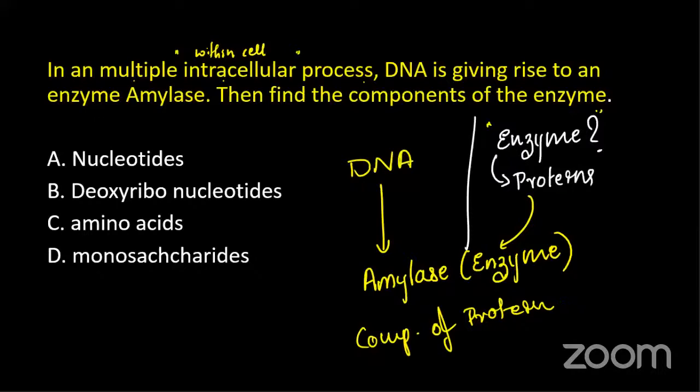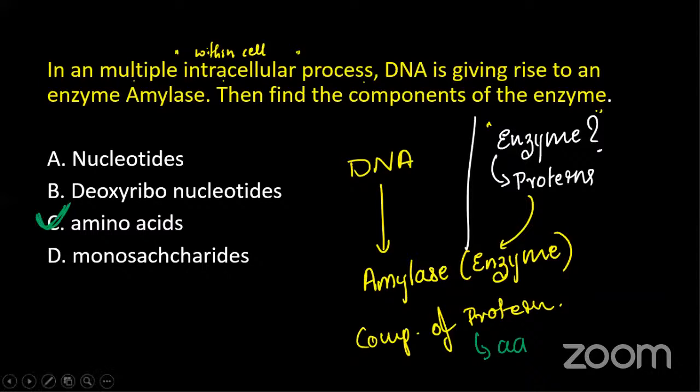Did you guys understand? So DNA is giving rise to amylase through a process. We don't know what process it is, but we do know the enzyme, amylase, they mentioned, and enzymes are made up of protein. Most of the enzymes are made up of protein, right? So we can change the question from components of enzyme to components of protein, and everyone can answer, right? What are the components of proteins? Which is the correct answer? The components of protein are exactly amino acids. So the correct answer is amino acids.